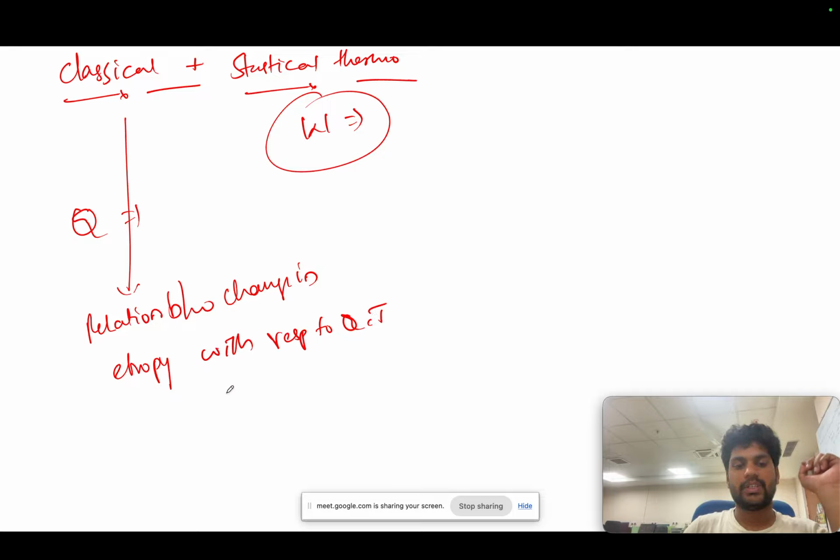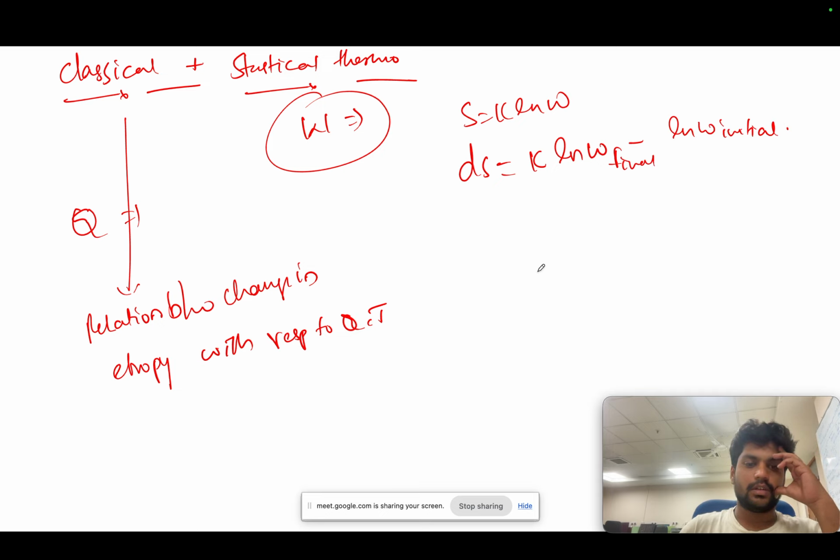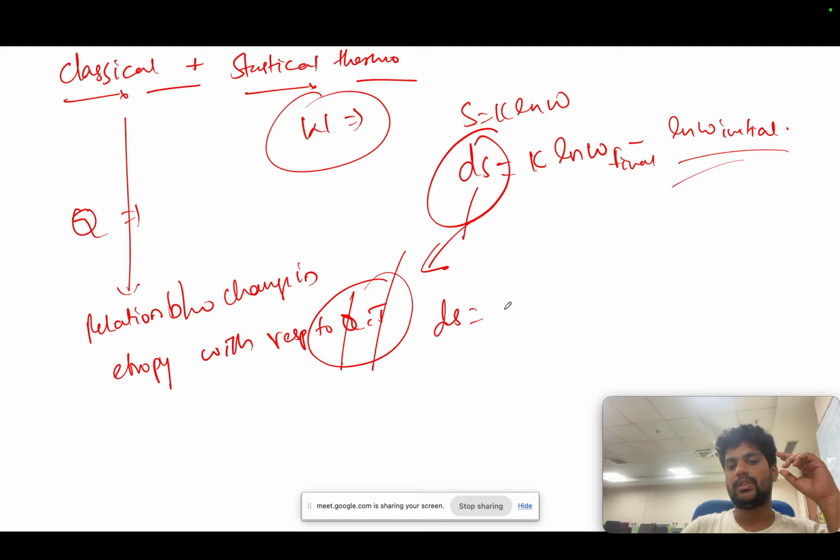So I don't want to mention the equations here. You need to go through this equation, which we saw recently: dS equals k into ln of w final minus ln of w initial. They are asking for this value, and they have given you the T value. You keep this relation between dS and this equation.